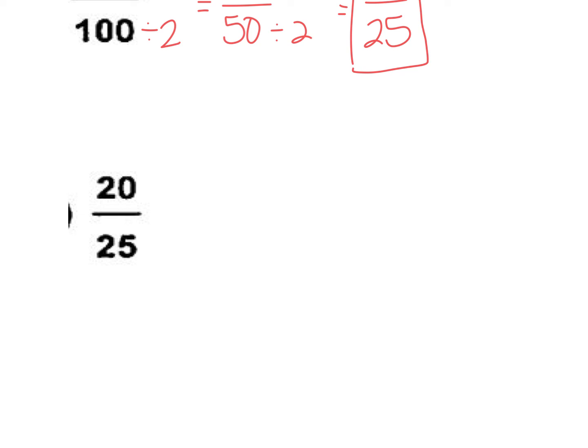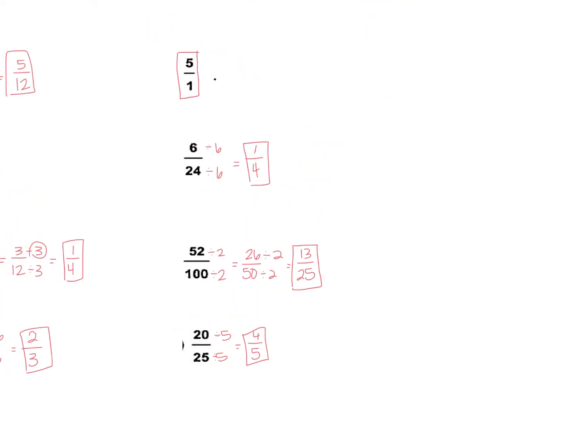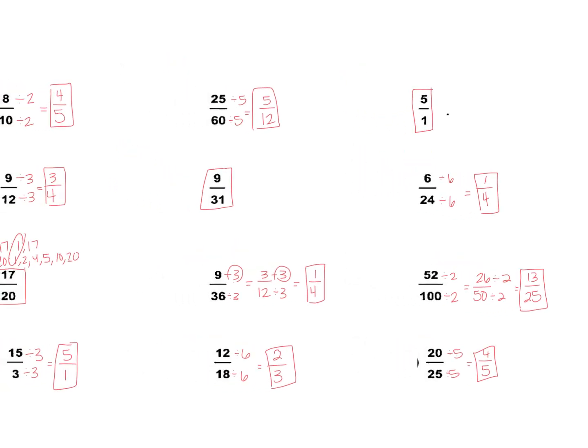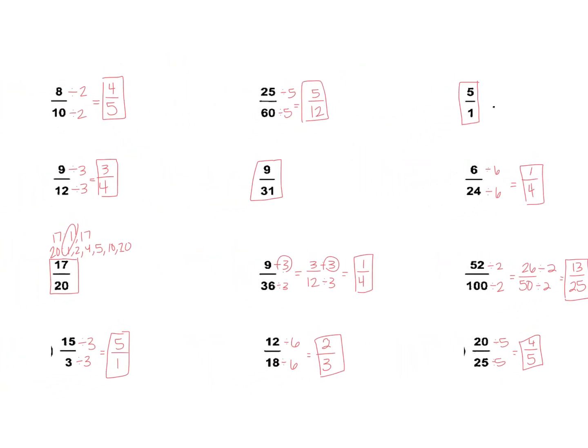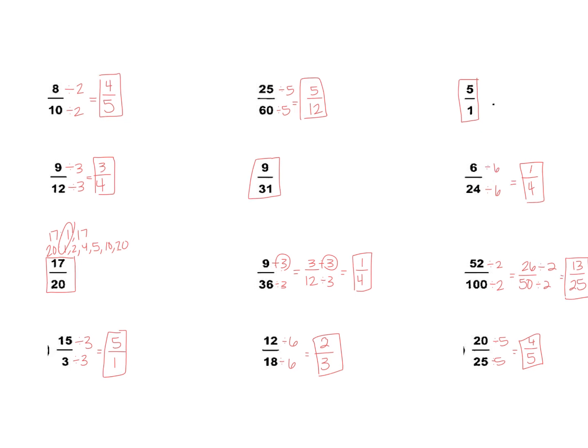And 20 25ths, those can both be divided by 5. 20 divided by 5 is 4. 25 divided by 5 is 5. That's in simplest form. And there's all the answers. So check yours, make sure you have them correct. If not, fix them.